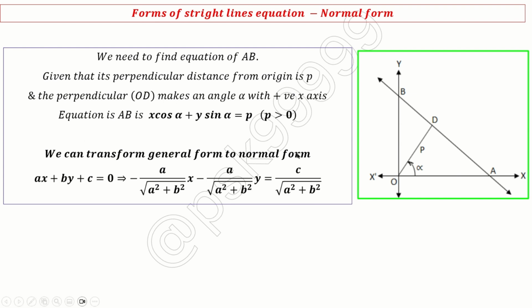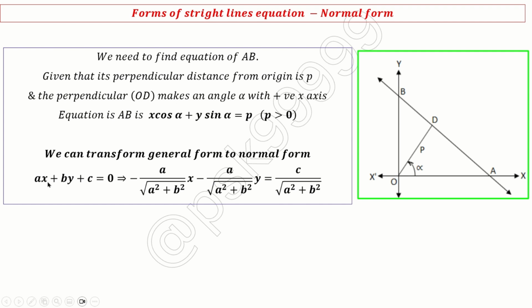So the form of the equation is x cos alpha plus y sin alpha equal to p. P should always be positive. It is the most important thing. If negative values come here, you take the negative to the other side, and based on that you get the values of alpha. So x cos alpha plus y sin alpha equal to p. This is a very important normal form of the straight line.